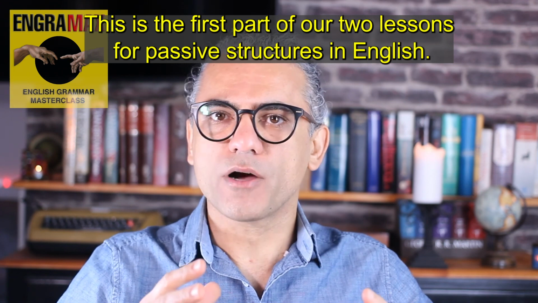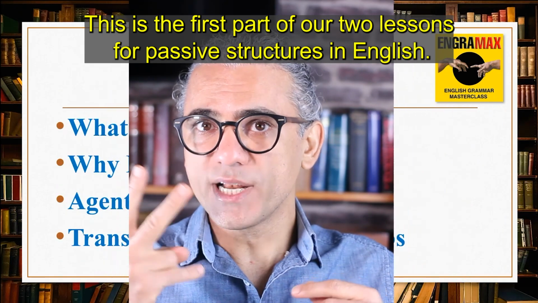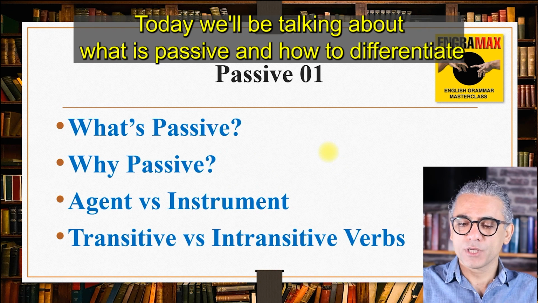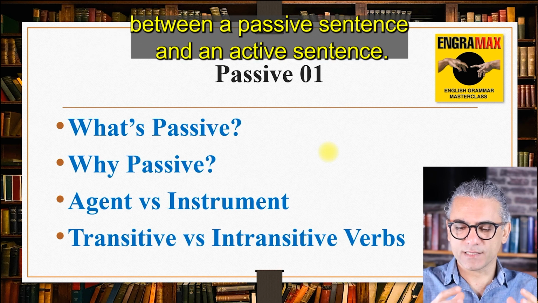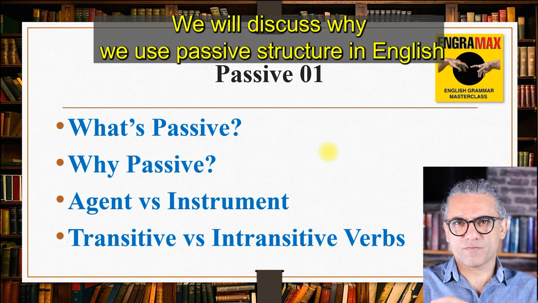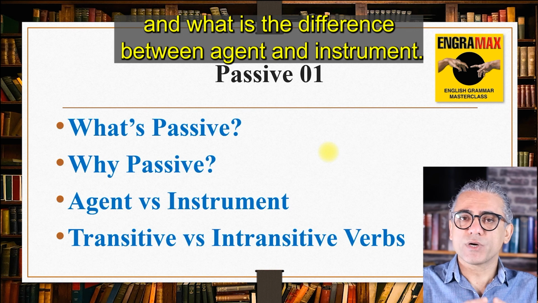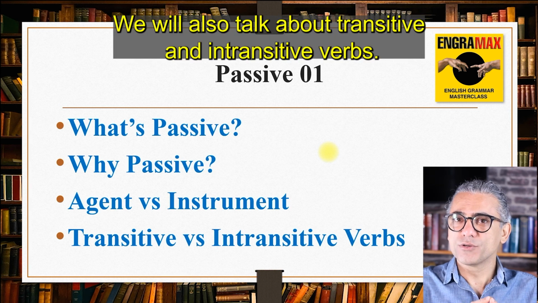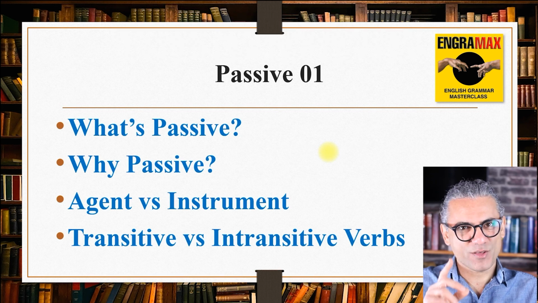This is the first part of our two lessons for passive structures in English. Today we'll be talking about what is passive and how to differentiate between a passive sentence and an active sentence. We will discuss why we use passive structure in English and what is the difference between agent and instrument. We will also talk about transitive and intransitive verbs. So stay with us.